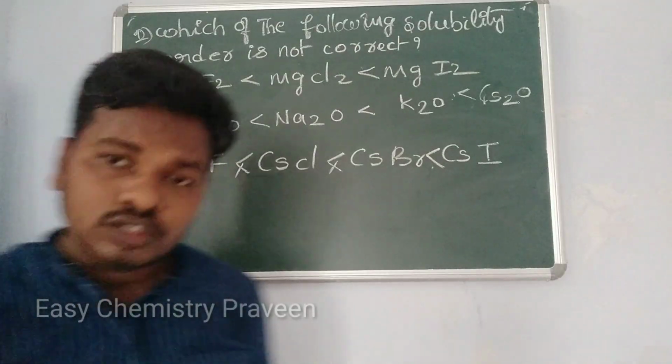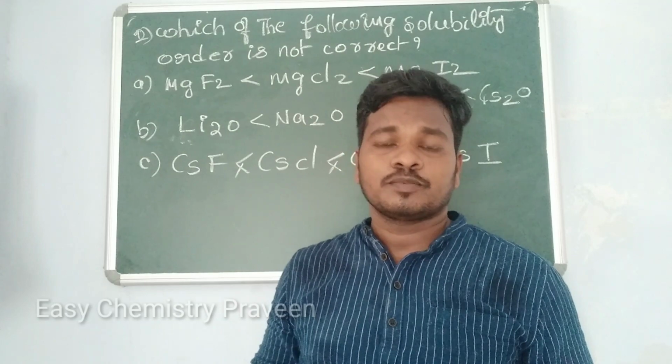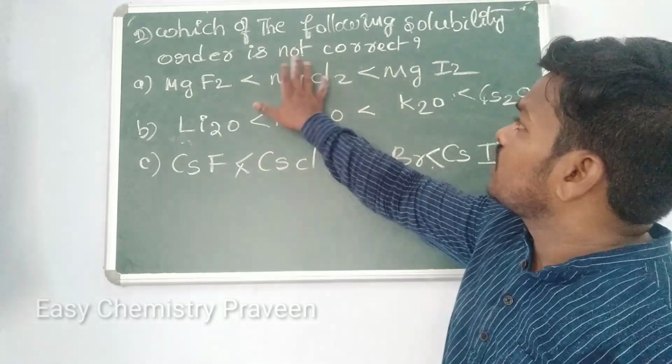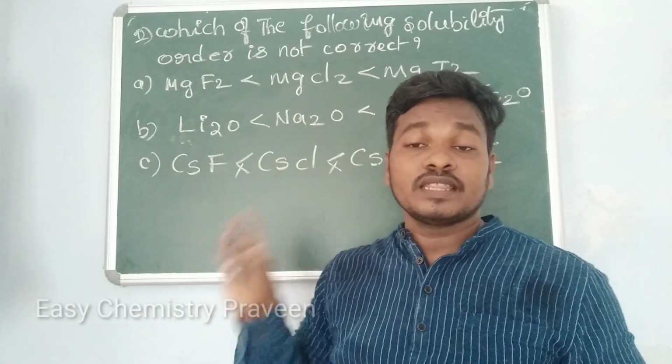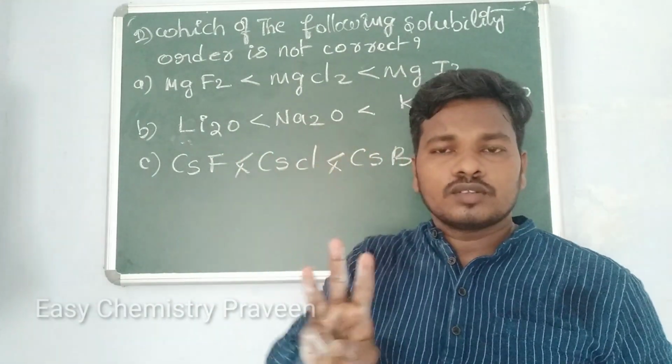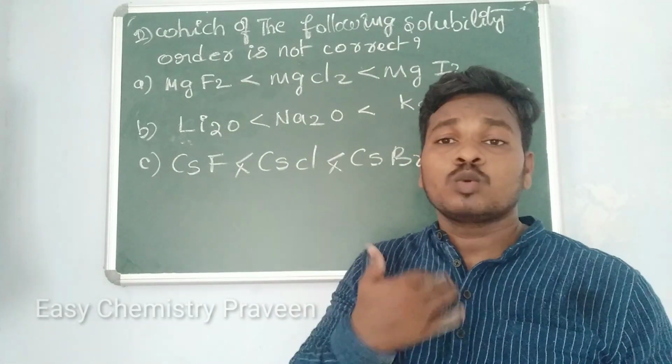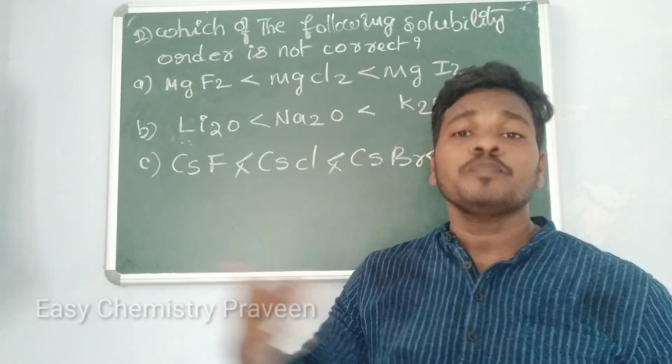See the next question. The points I have explained will be covered in this question. Which of the following solubility orders is not correct? They have given three orders. Out of three, maybe one or two orders are not correct. We have to identify which one has the correct order.